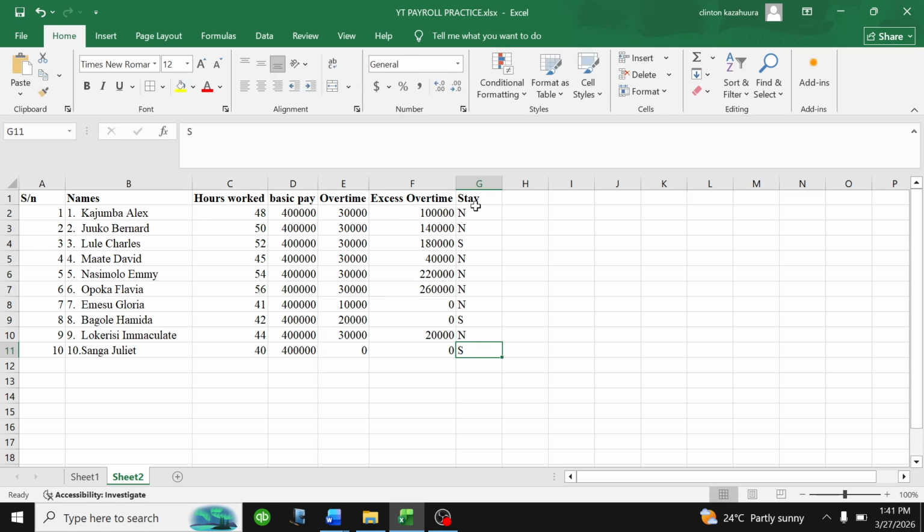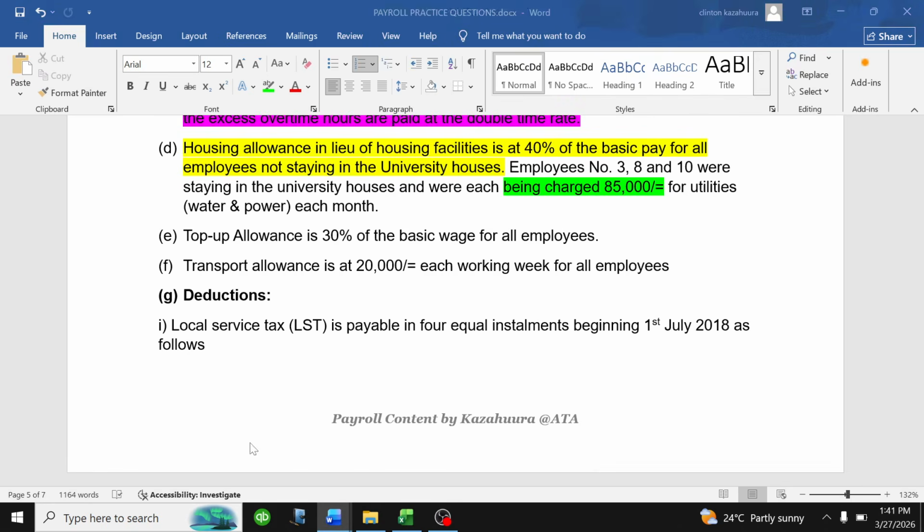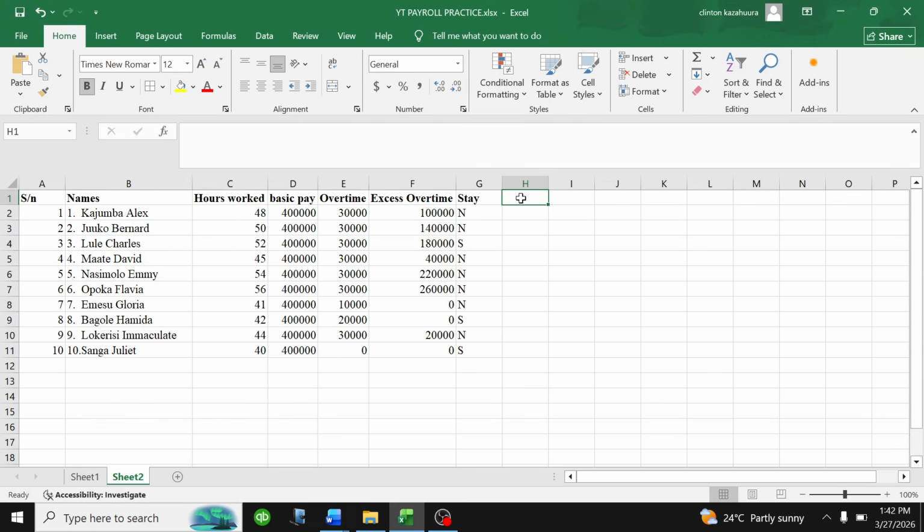Why we do this is that if you have so many employees, are you really going to compute 40% for each? So those who have N are going to get 40% because those who are not staying there, we shall give them 40% of their basic pay. So this is a condition that I'm going to create. So I will say housing. I can call it housing allowance. Then I put a formula.